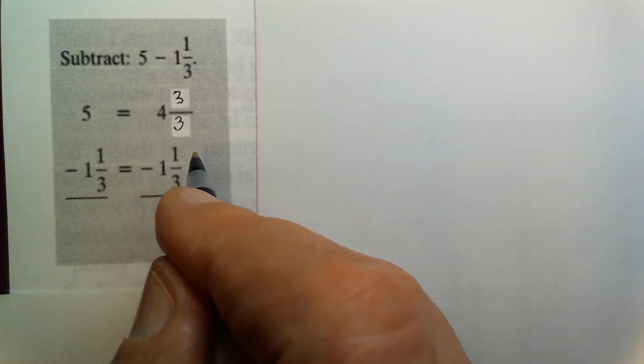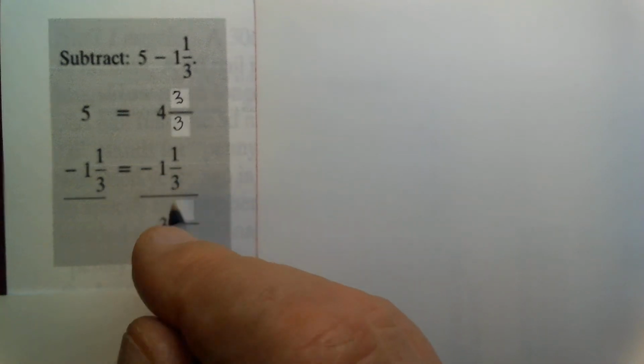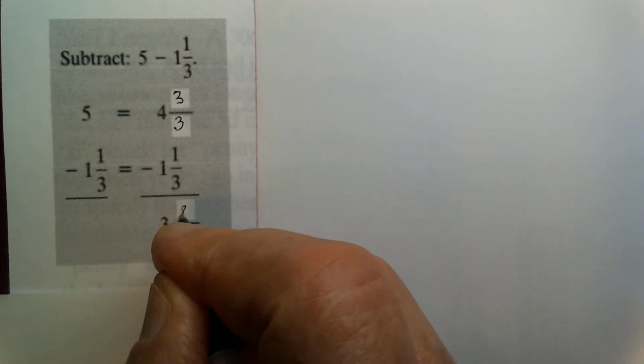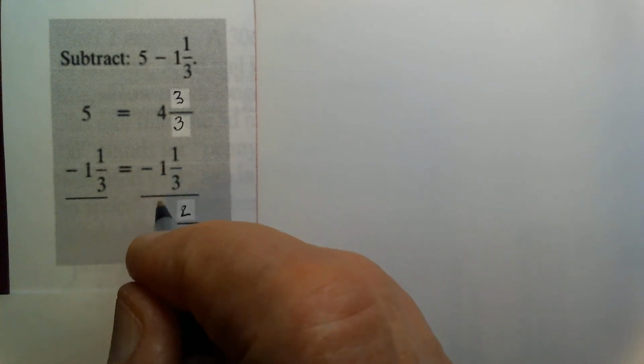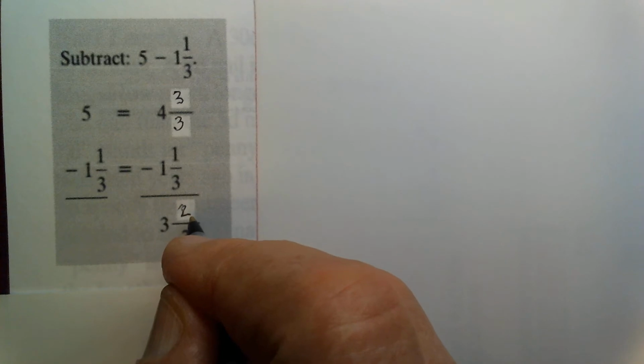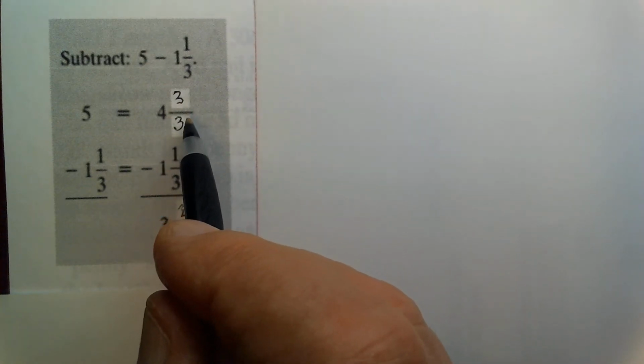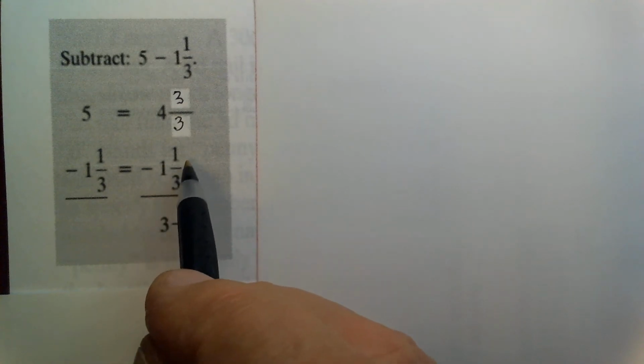Minus 1 1/3. So now we can subtract a fractional part. 3/3 minus 1/3 is 2/3, and 4 minus 1 is 3. Therefore, the answer is 3 2/3. So in a way, we are borrowing here to make up a fractional part from which you can subtract another fractional part.